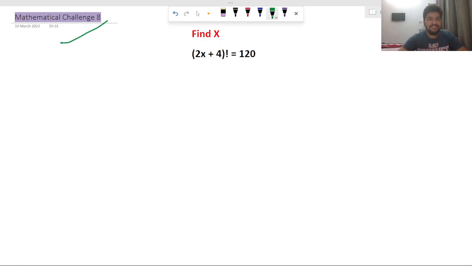This is mathematical challenge 8. We have to solve and find x, where (2x + 4)! is equal to 120.